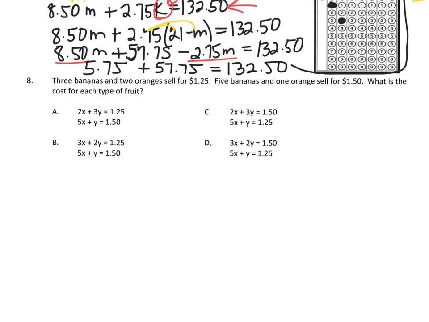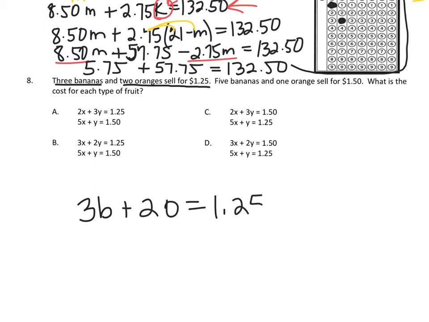Okay, so we have 3 bananas and 2 oranges sell for $1.25. So 3 bananas plus 2 oranges sell for $1.25. 5 bananas and 1 orange sell for $1.50. What is the cost for each type of fruit?